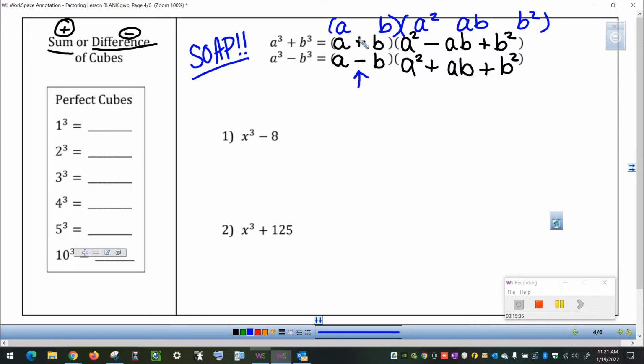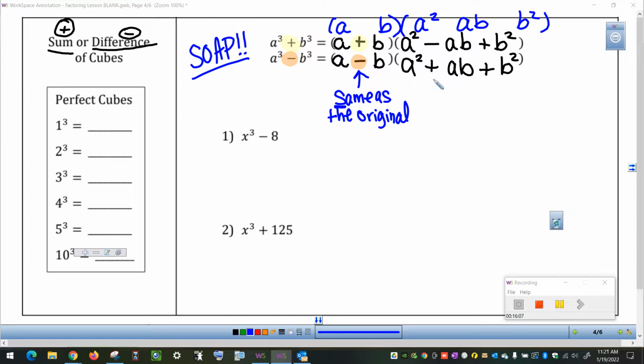So underneath this first column of symbols, we're going to write that that symbol is the same as the original. So the S in SOAP represents same. So notice how in the first one here, it was a plus sign because the original was a plus sign. Down here, this is a minus sign because the original was a minus sign.